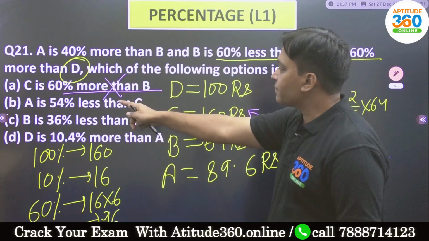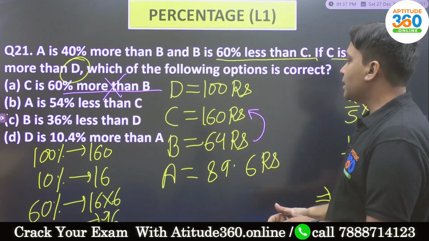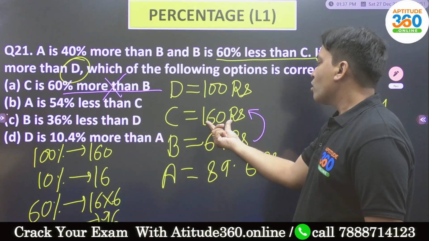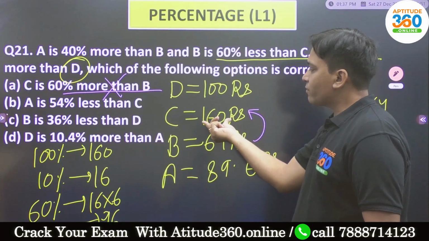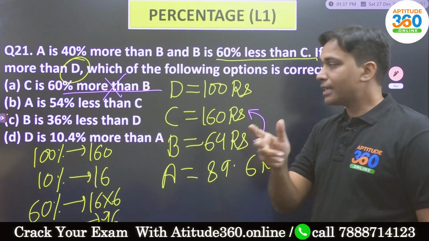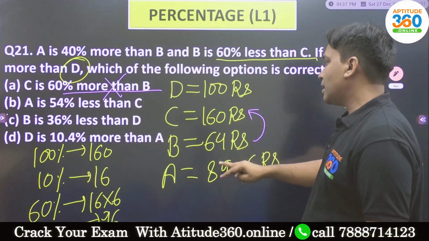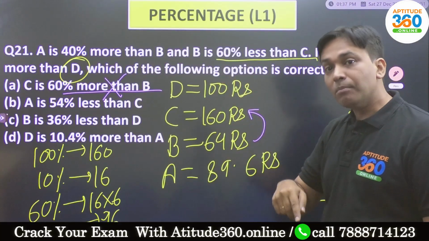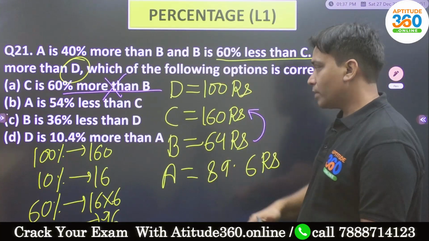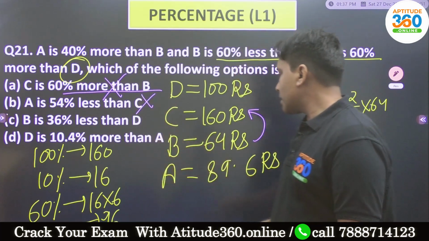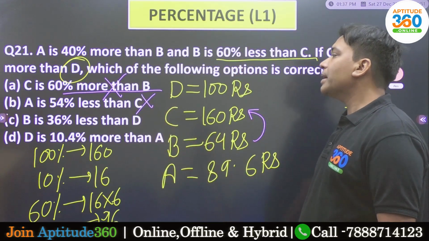B is 54% less than C. 54% less. So what is 50% of this value? It is 80, right? अब 80 से भी थोड़ा सा कम होना चाहिए, because you are talking about 54% से भी कम. So this option is also gone because it is 89. होना तो चाहिए 80 से भी कम, isn't it?